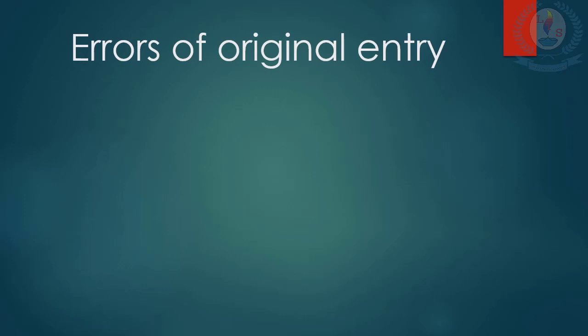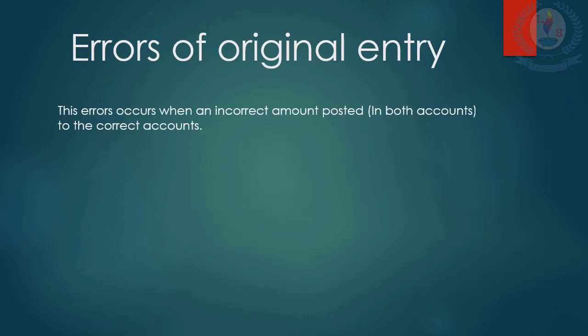Errors of original entry. This error occurs when an incorrect amount is posted to the correct accounts. We have recorded the transactions. The double entry is also correct, but the amount is wrong. We have recorded an incorrect amount. Now we'll see an example.